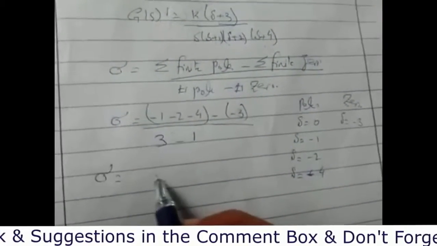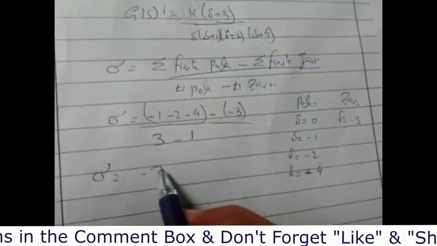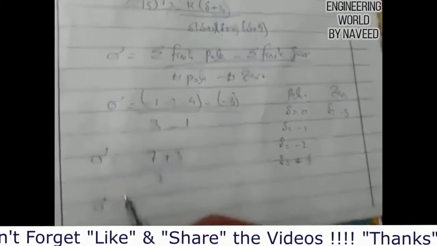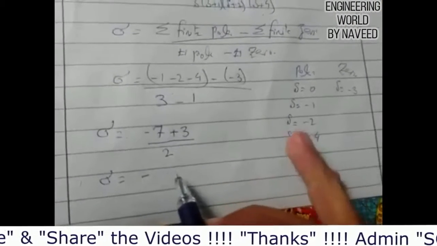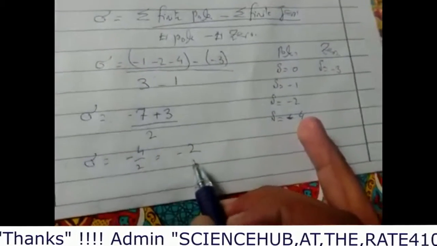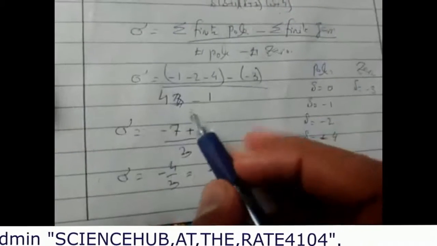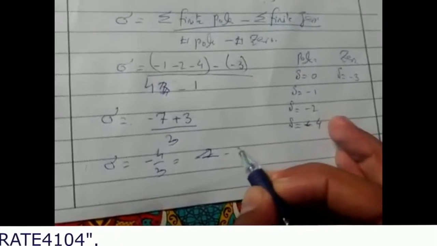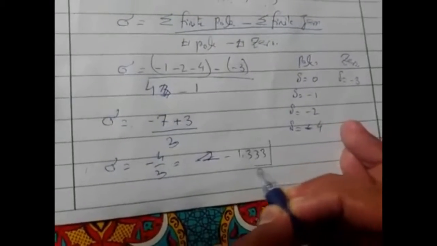So this will be equal to (-7 plus 3) divided by 3. So the sigma value will be equal to -4 divided by 3. I made a bit of a correction here, so it will be equal to -1.33.